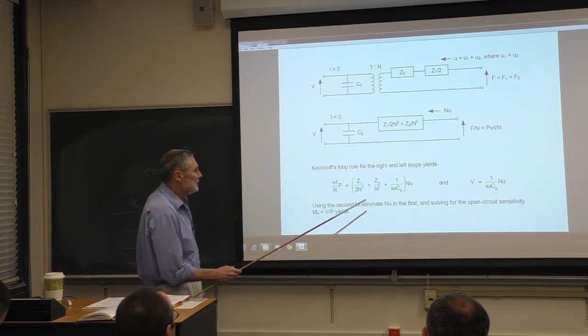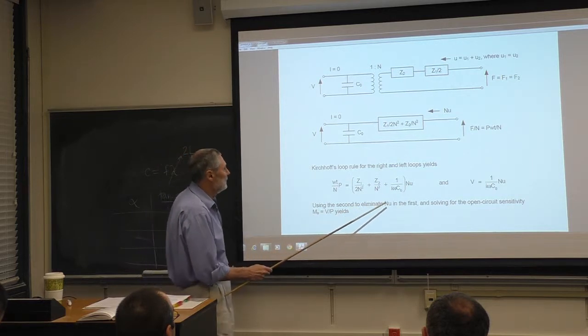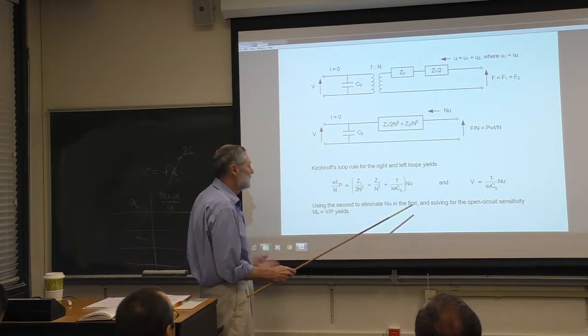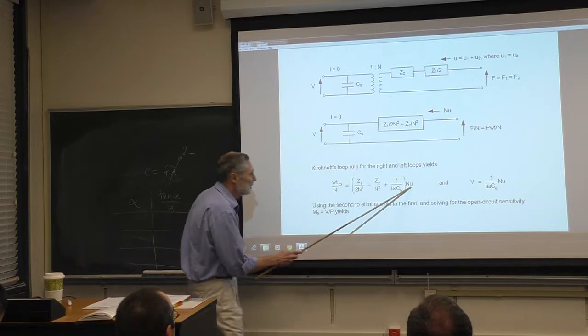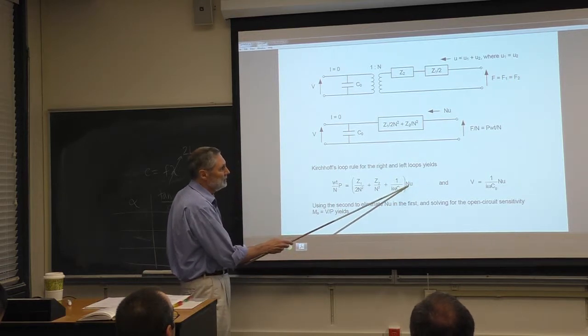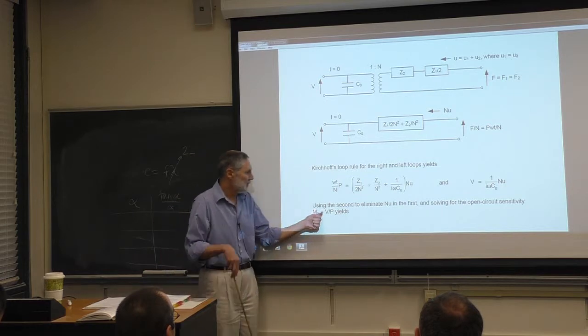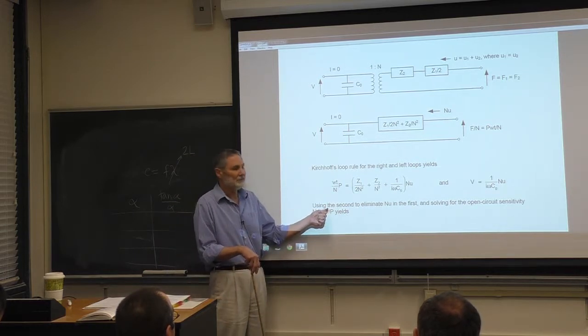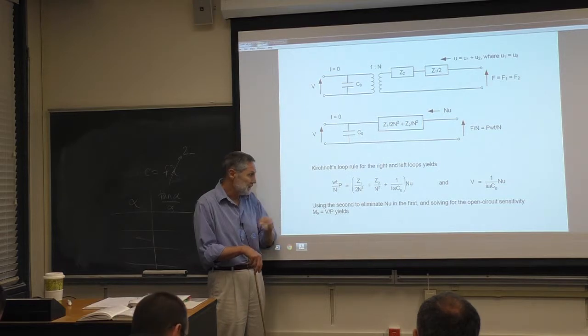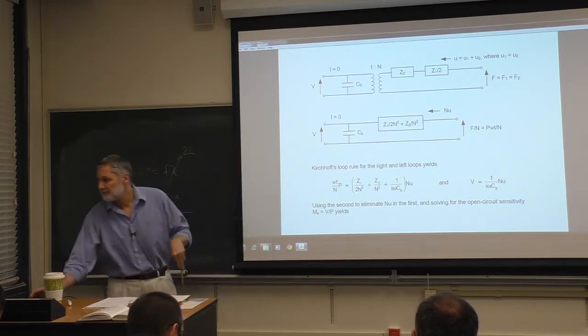So now what we want to find is the sensitivity, so we can eliminate the current here. We can eliminate nu specifically, put V in here, and then form the ratio of the voltage to the pressure, which is what we're interested in. So many volts per Pascal. That's the open circuit sensitivity.